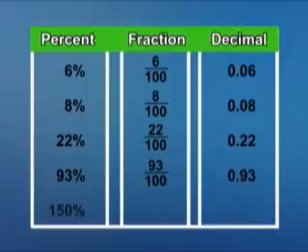The next one's a little different, 150%. Now we said that percent means of 100, but here we have 150. So we have more than a whole number. We have 1 and 50 over 100. That's the same as a decimal 1.5 because 50 over 100 is the same as 5 over 10, 1.5.